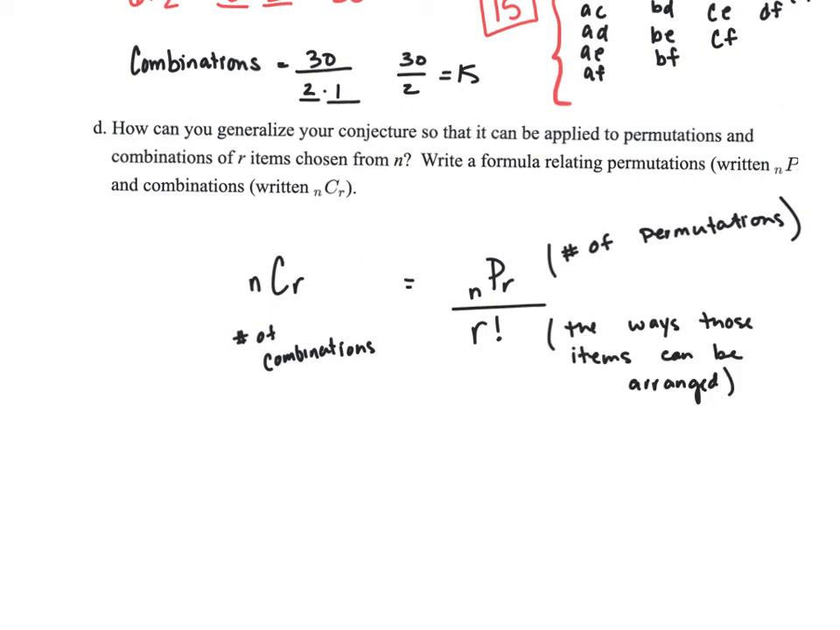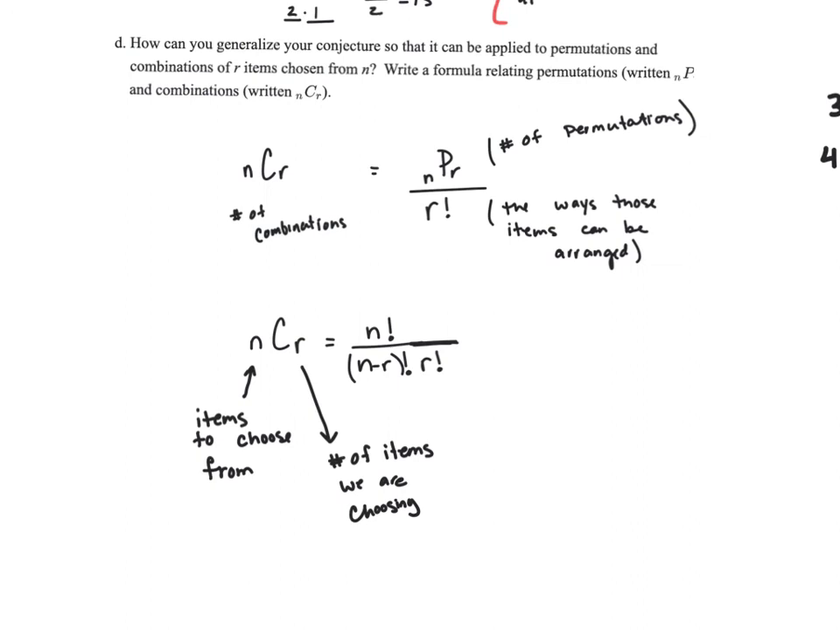So I'm going to take my permutations formula from the previous video and I'm going to divide that by r factorial. A simplified version of the formula is written here. Remember that n is the number of items that we have to choose from, and r is the number of items that we are actually choosing. This can often be read as n choose r, or in the case of our last example, 6 choose 2 is how we would read that.